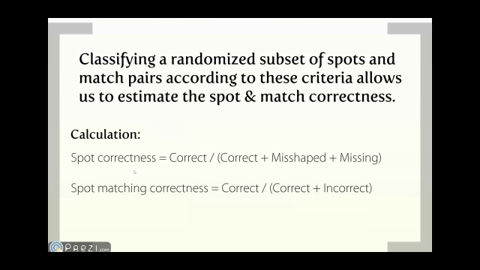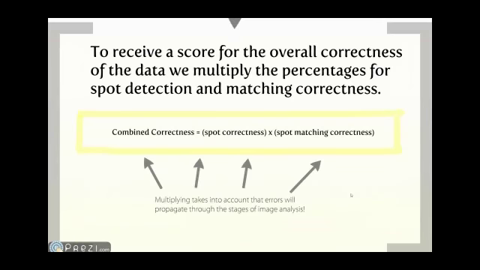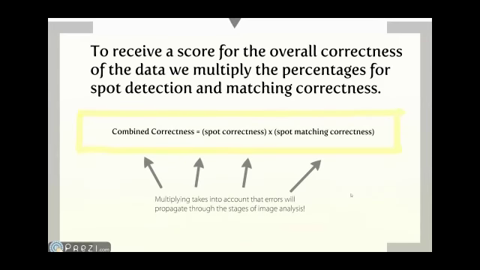The same thing for spot correctness. You would assess how many of the spots that I evaluated in my subset were correct according to the visual criteria, divided by how many spots I tested. And that would give you a percentage on spot correctness. And the same thing for spot matching correctness. You evaluate how many match pairs I deemed to be correct versus how many I tested. That gives you matching correctness. And then finally we define something called combined correctness, which is basically just the product of the 2 factors.